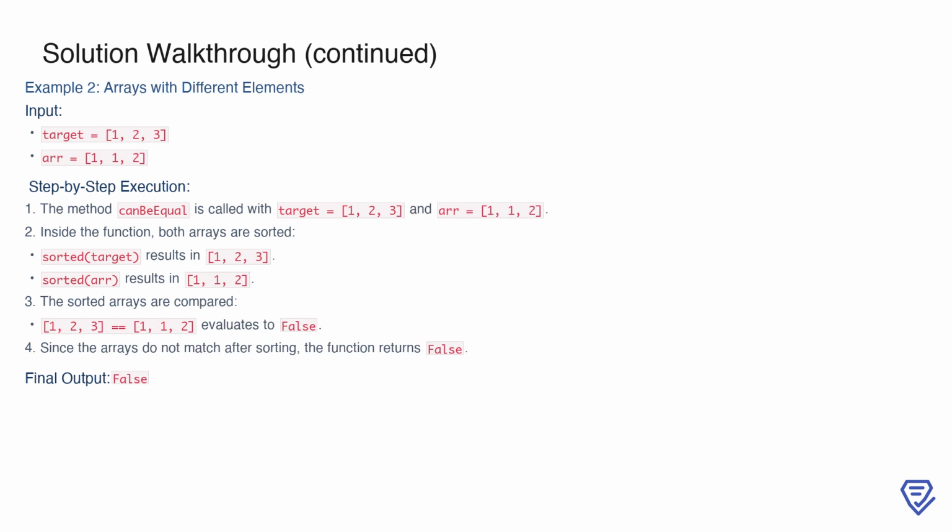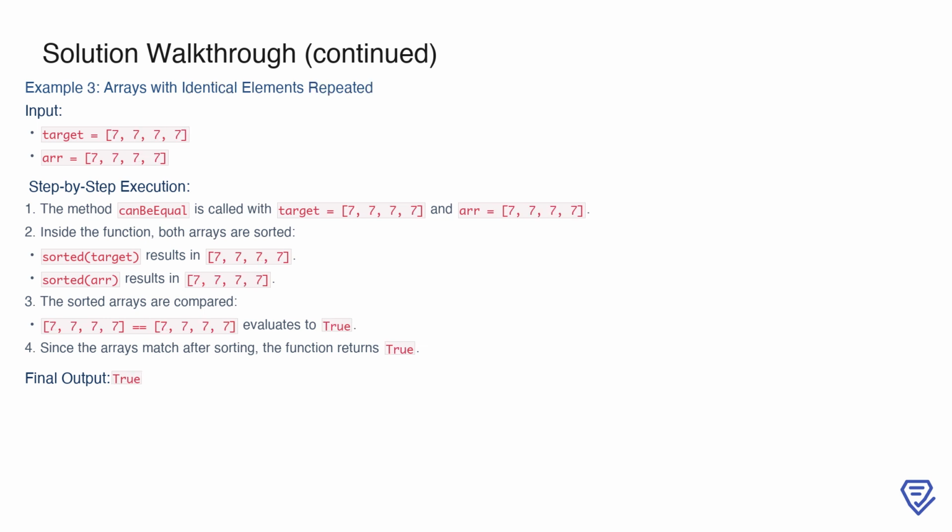Here, we look at a case where the arrays contain different elements, making it impossible to make them equal. The target array is 1, 2, 3, and the ARR array is 1, 1, 2. The canBeEqual method is called with these inputs, and the process starts by sorting both arrays. Sorting target results in 1, 2, 3, while sorting ARR gives 1, 1, 2. When these sorted arrays are compared, they are found to be different. This discrepancy means that it is not possible to rearrange ARR to match target, even with unlimited reversals of subarrays. As a result, the function returns false, indicating that the transformation is not possible.